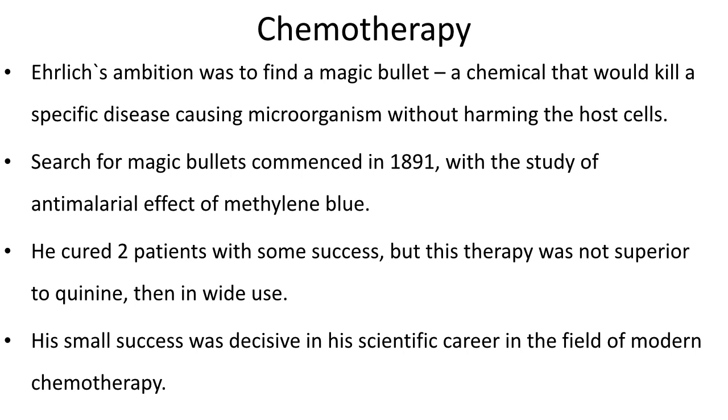Ehrlich's ambition was to find a magic bullet, a chemical that would kill the specific disease causing organism without harming the host cells. The search for the magic bullet started in the year 1891 with the studies of the anti-malarial effect of methylene blue. He cured 2 patients with some success, but this therapy was not superior to the quinine therapy that was used worldwide in those days.